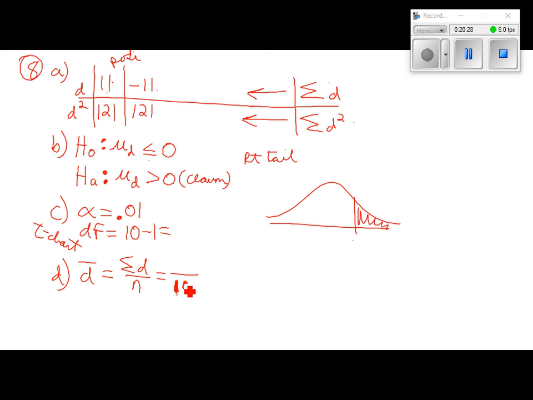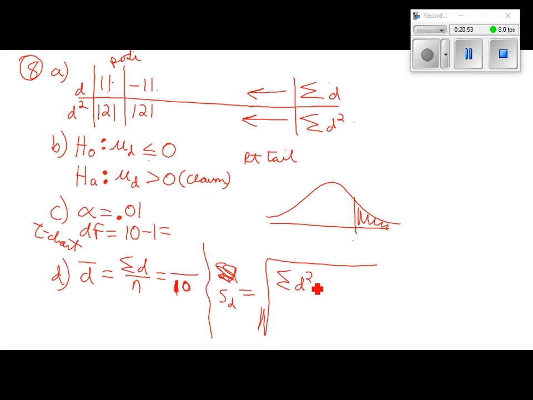Once you find D bar, you also need to find SD, the standard deviation. And the formula for SD is this big long formula. It's not really big and long. It's one that we messed up in class the other day.